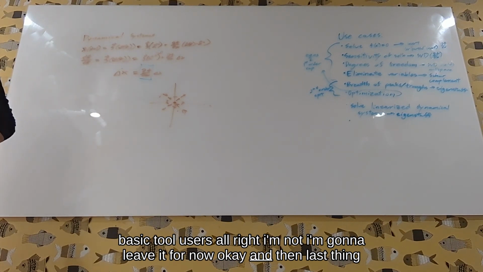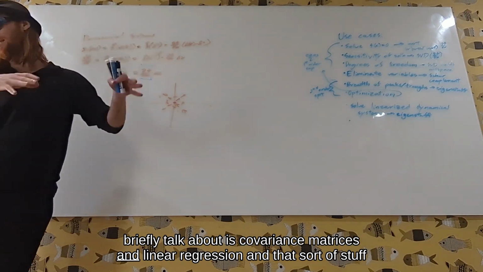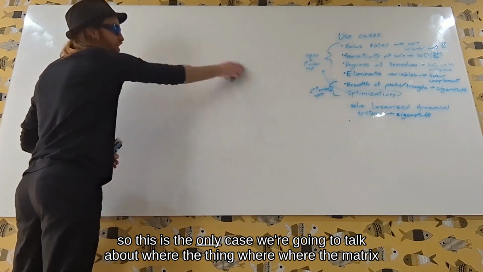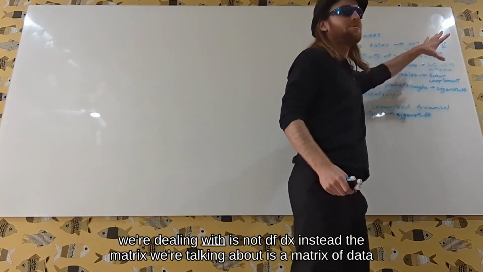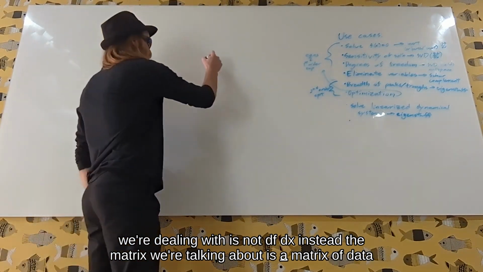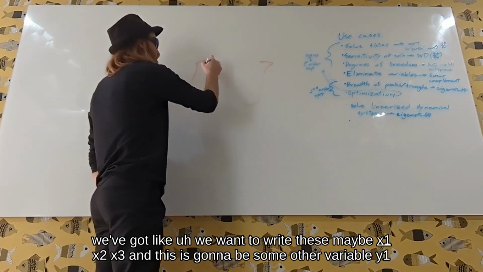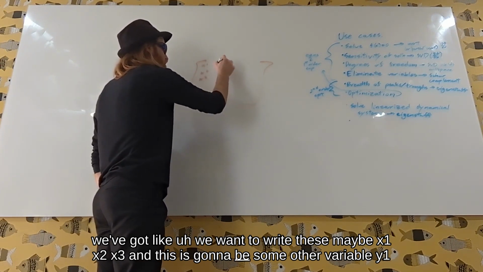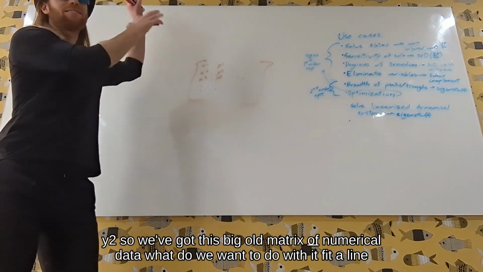Okay, and then the last thing we'll briefly talk about is covariance matrices and linear regression and that sort of stuff. So this is the only case we're going to talk about where the matrix we're dealing with is not df/dx. Instead, the matrix we're talking about is a matrix of data. So we've got x1, x2, x3, and this is going to be some other variable, y1, y2, y3, and so forth. So we've got this big old matrix of numerical data.